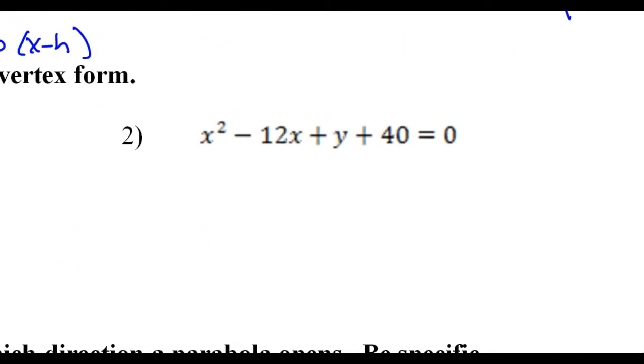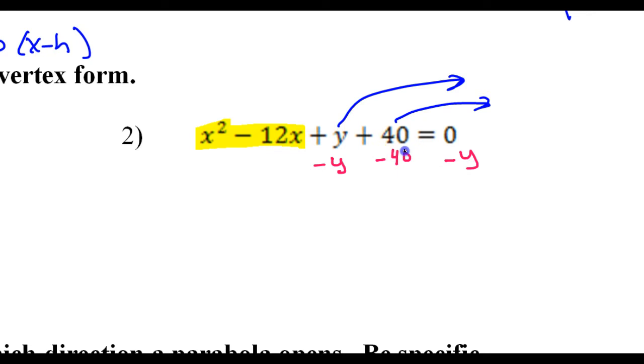Okay, let's look at another example. This time the x is squared, so focus your eyes on that. So you see x squared, and here's another x term. So this part needs to be together on one side of the equation. We're going to move these two things to the other side of the equation. Just get them out of there. So I'm going to subtract y from both sides, and I'm going to subtract 40 from both sides. Okay, so that is going to give me x squared minus 12x, leave a space, is equal to negative y minus 40.